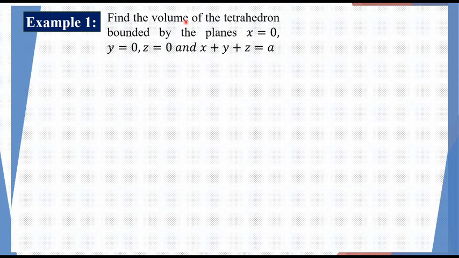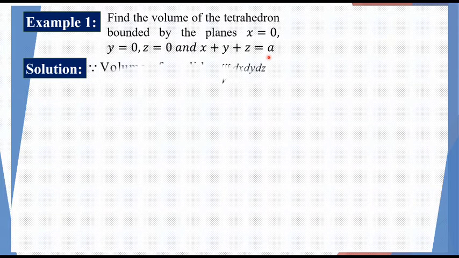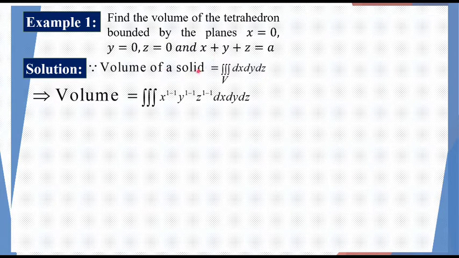Now example 1: find the volume of the tetrahedron bounded by the planes x equals 0, y equals 0, z equals 0, and x plus y plus z equals a. So we know that the volume of a solid is the triple integral of V dx dy dz. This is the standard formula to find the volume of a solid. First we have to find the limits and write it in the form of Dirichlet's integral, because there is no function. So we have to formulate it into the Dirichlet's form, that is, we can write x raised to power 1 minus 1, y raised to power 1 minus 1, z raised to power 1 minus 1.